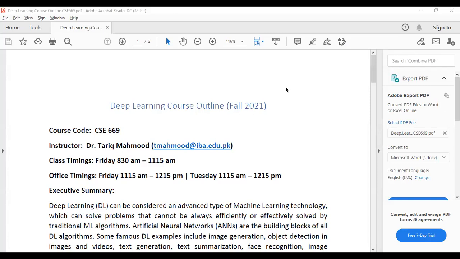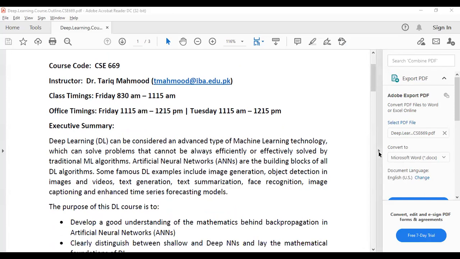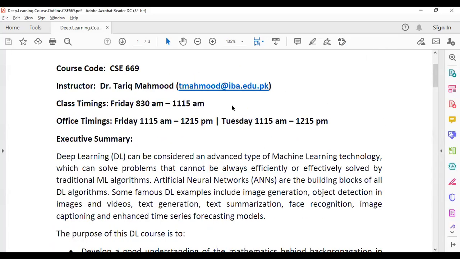Bismillahirrahmanirrahim. So this is the course outline. I would like to discuss this because I was not able to discuss this in the last class.